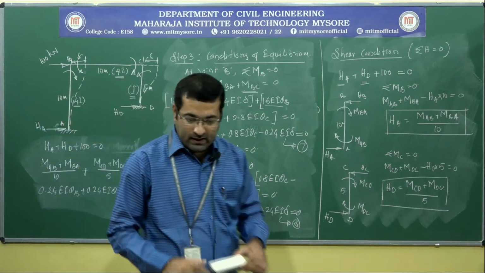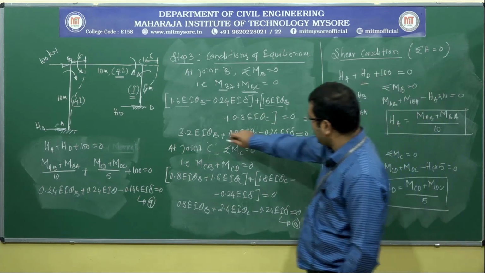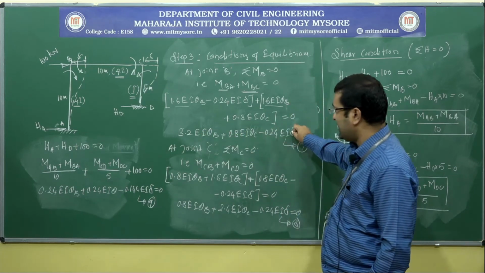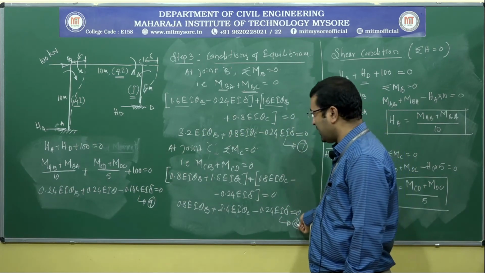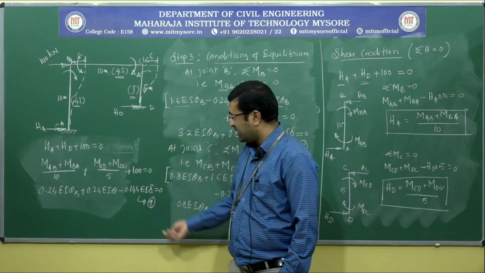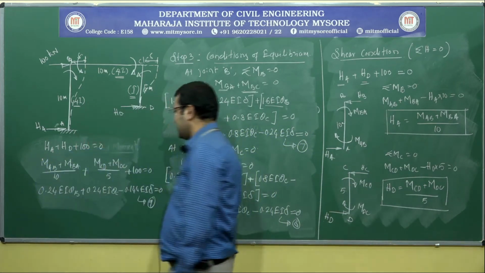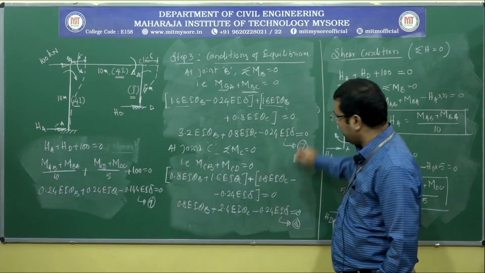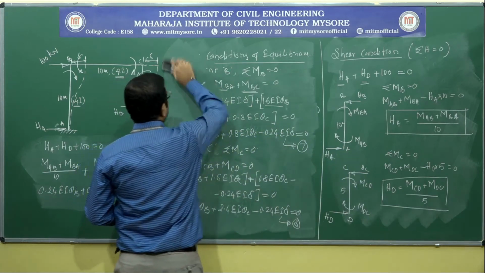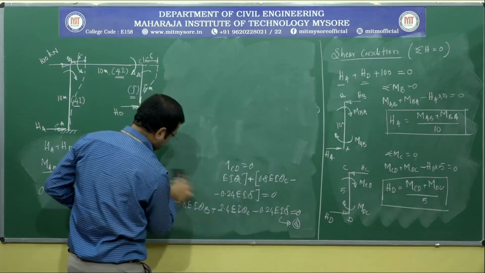Now we have 3 equations with 3 unknowns. You can see equation number 7 in which we have theta B, theta C and delta as the unknowns, and even in equation number 8 theta B, theta C and delta, and also in equation number 9 theta B, theta C and delta. So we have to solve these 3 equations simultaneously. We will get the values for EI theta B, theta C and EI delta.